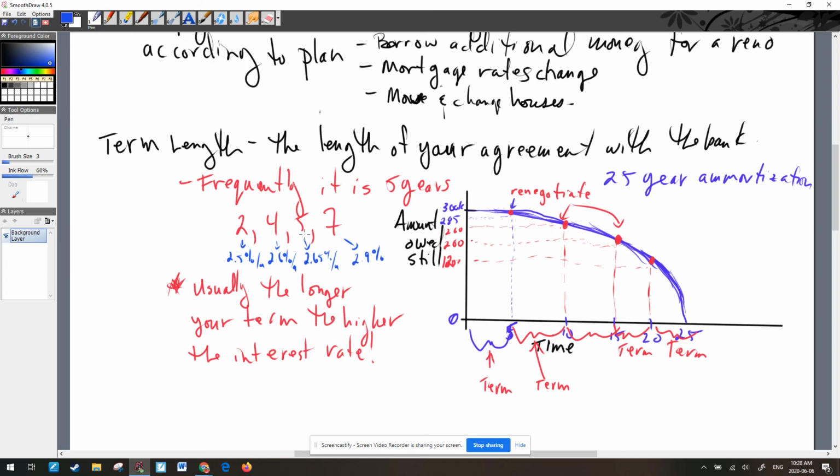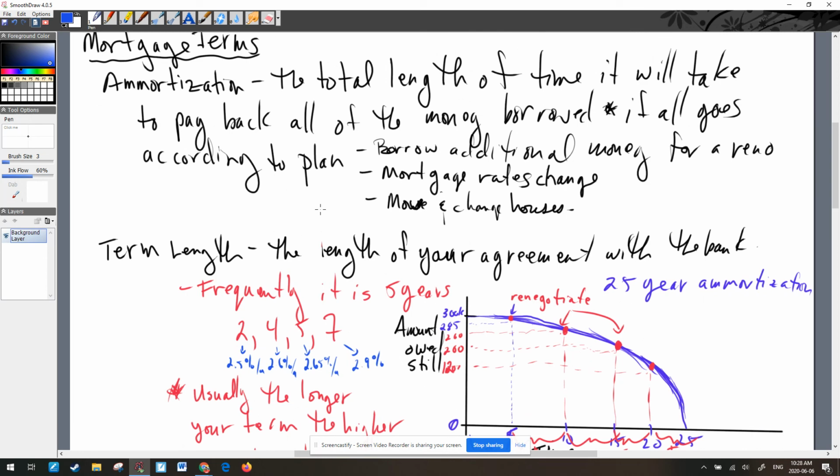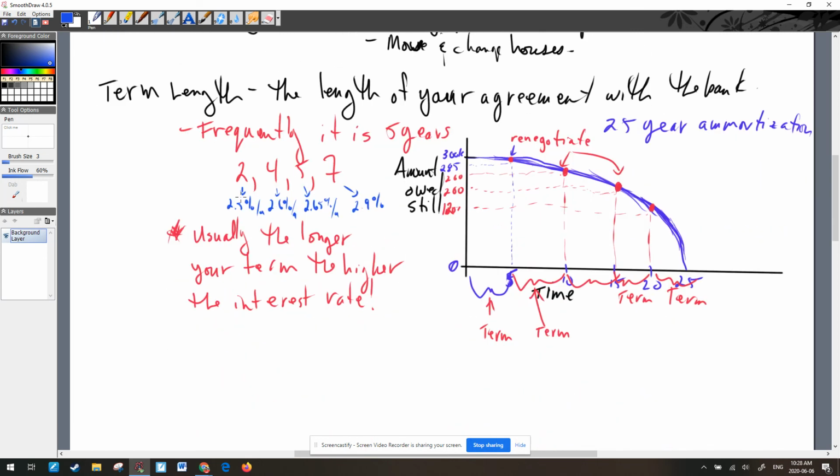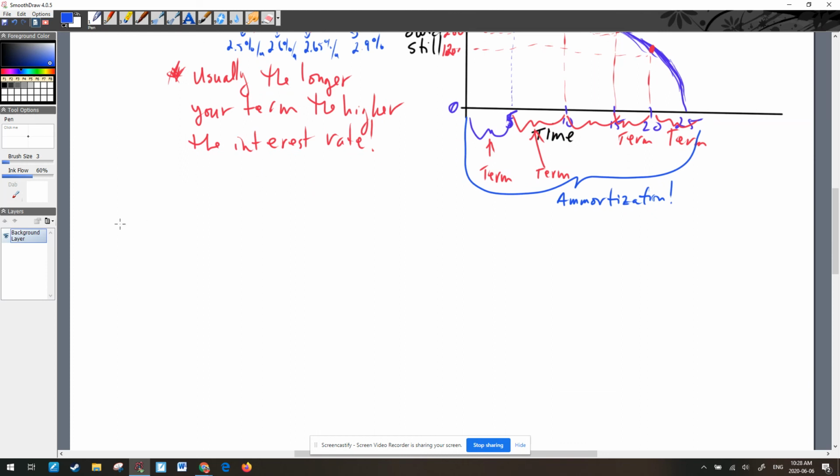Okay, so we've got that amortization is the total length of your mortgage from start to finish, right? And so on this diagram, this whole chunk from start to finish, that would be the amortization, because that's how long it took from start to finish to fully pay off the mortgage. Each of these chunks that you enter into an agreement with the bank for, those are called your term lengths, okay? Now, when it comes to getting a mortgage, you obviously have to pay an interest rate, okay?